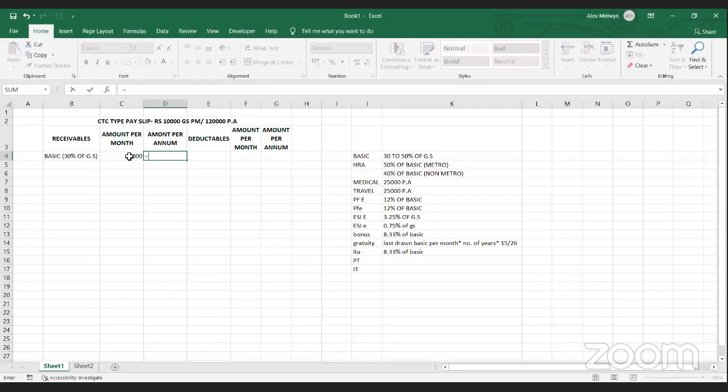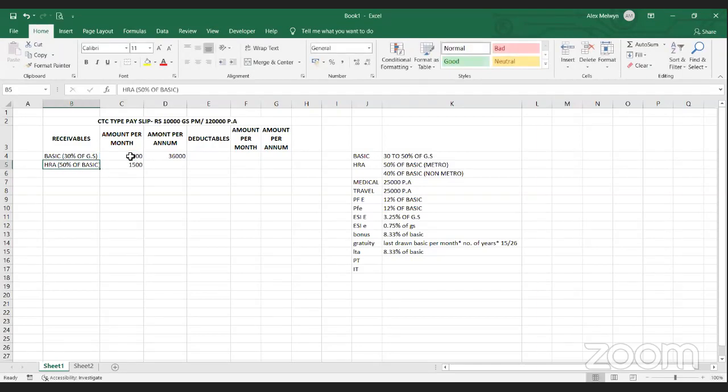Or you can multiply this into 12 also. Any which ways is fine. So both are same. Right? So that is 6,000. Then you have HRA, which is 50% I'm taking because I'm doing it for Chennai. So 50% of basic, which is basically equal to this into 50%.